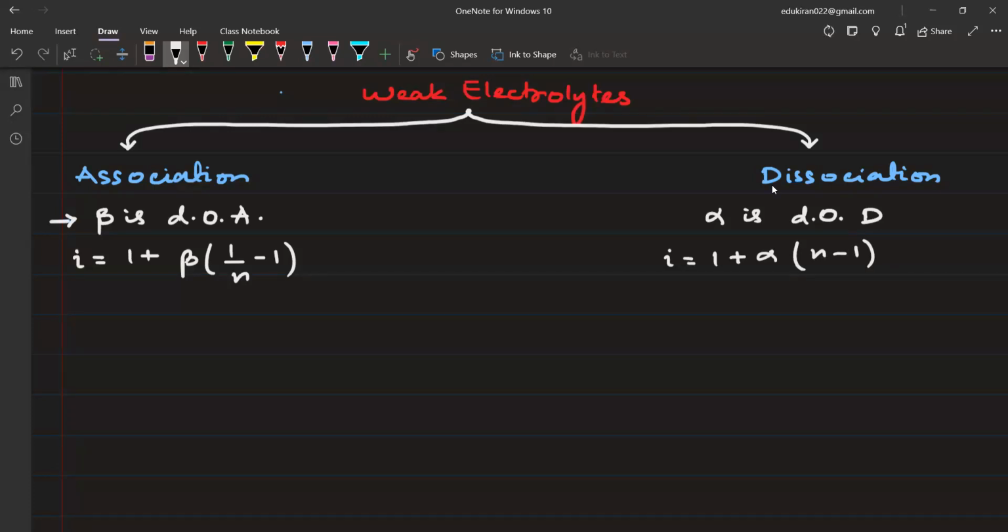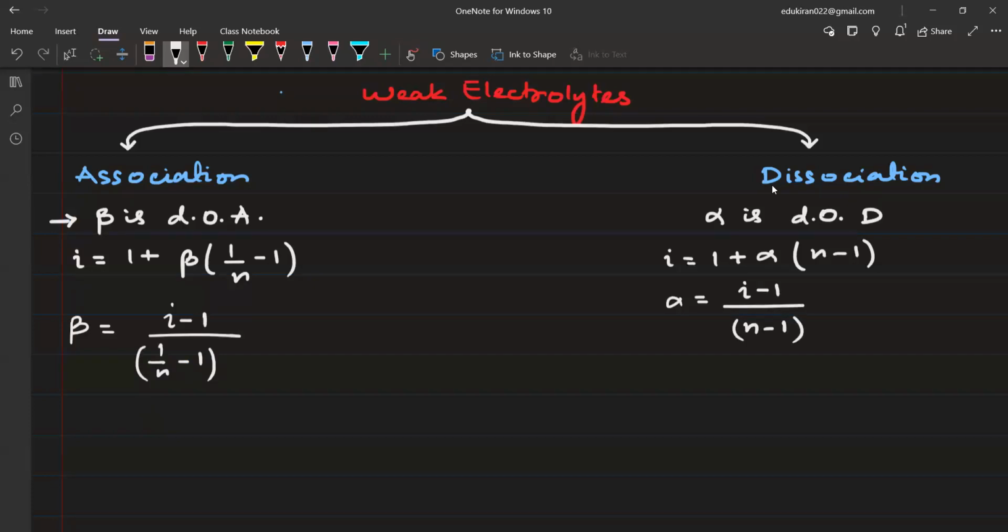So this is when they are asking you about the Van't Hoff factor, and they have given you the degree of association or degree of dissociation. But sometimes you will have the Van't Hoff factor and you need to determine alpha and beta. In that case, write beta is equal to i minus 1 divided by this whole thing, 1 by n minus 1. Here, alpha is equal to i minus 1 whole divided by n minus 1.